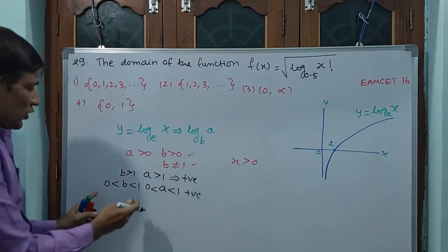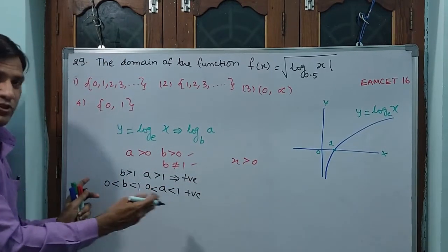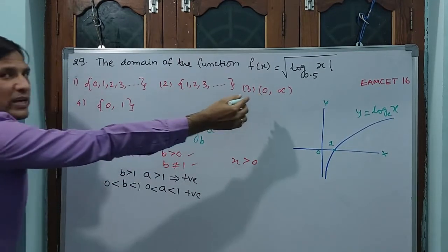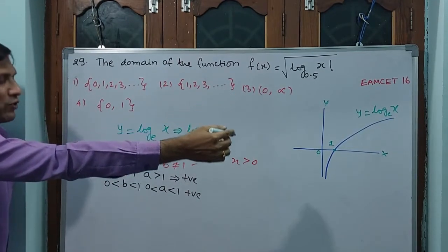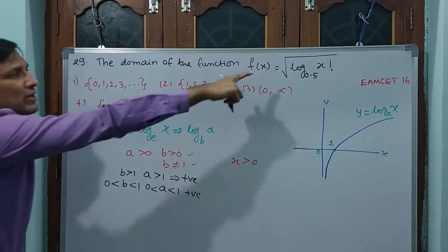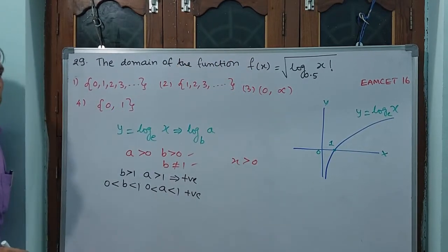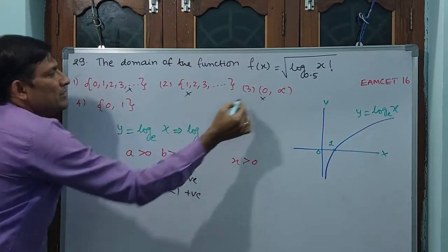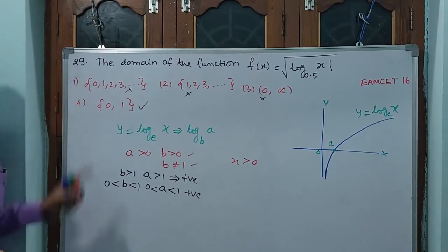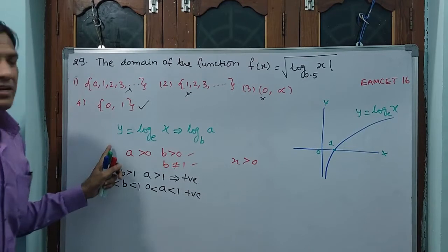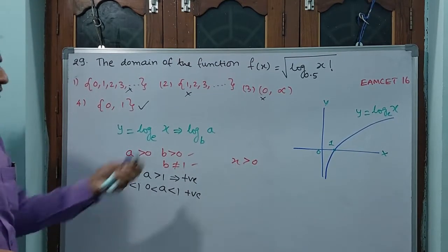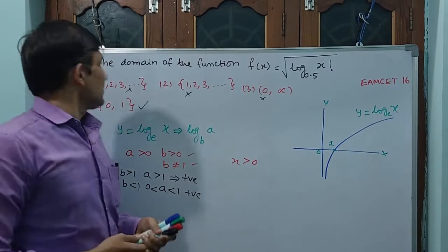That means you should give values between 0 and 1. From 0 to infinity, greater than 1 you should not give. If you give greater than 1, automatically the number inside the root is going to become negative, which is not allowed. That means this is not applicable, this is not applicable, only this one option is there. That is why you have to keep this one. This is the logic behind the logarithmic concept.